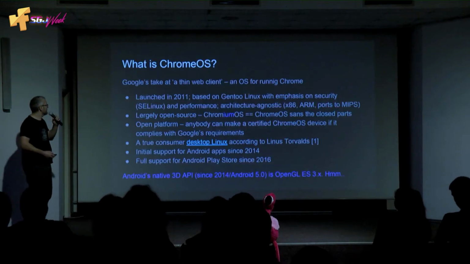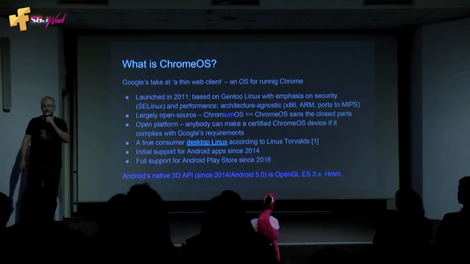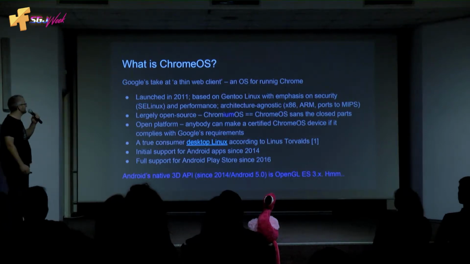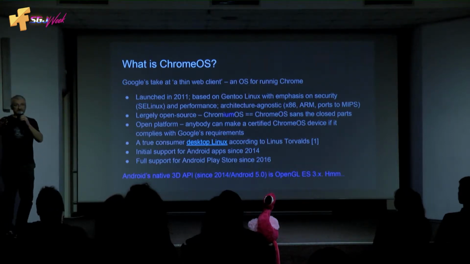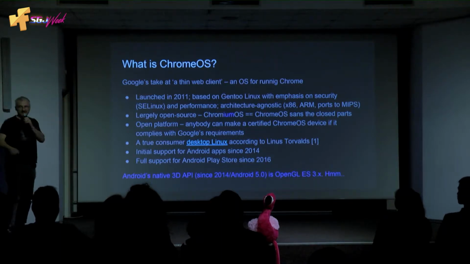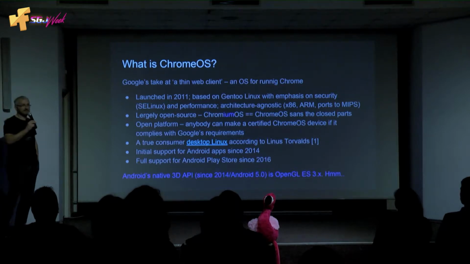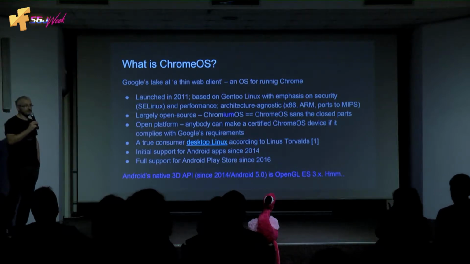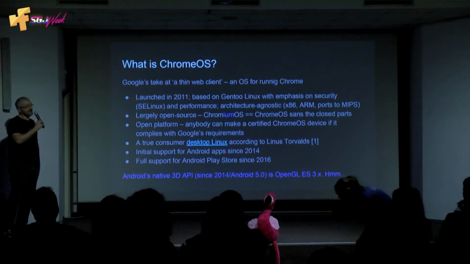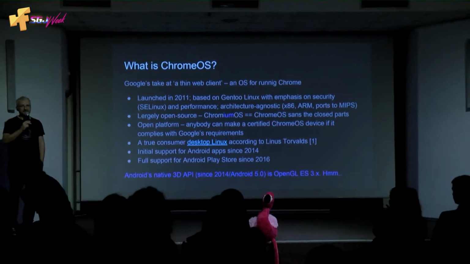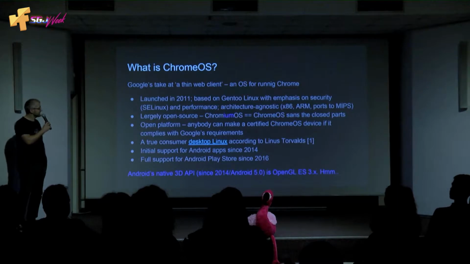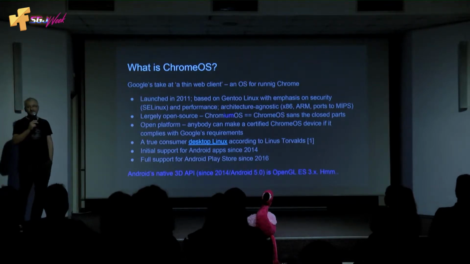First thing first, for those of you who are not quite familiar with what Chrome OS is, a quick introduction. Again, I don't work for Google, so that's okay. This is Google's take at a very thin web client and their way to run Chrome in a dedicated environment. That all started back in 2011, and at that time, Google decided to sort of branch Gentoo and start from that, add some nice security through SELinux, and also emphasize performance. Why? Because they really wanted the best possible performance for their browser.